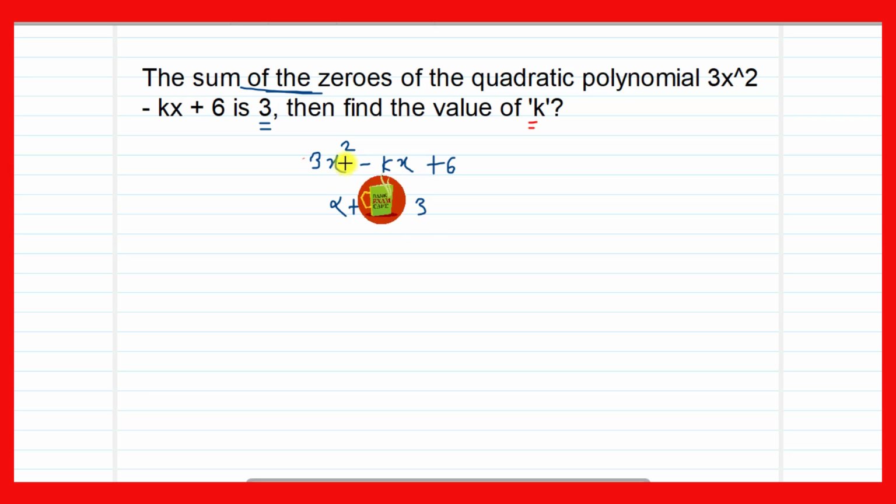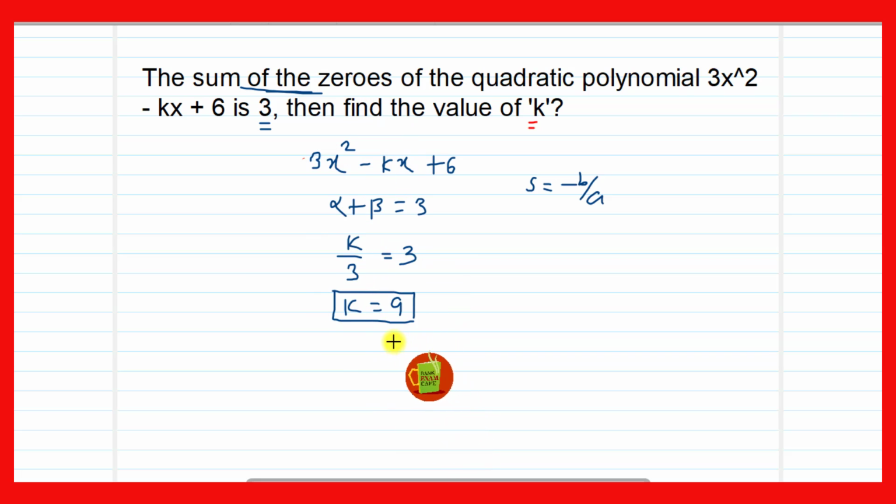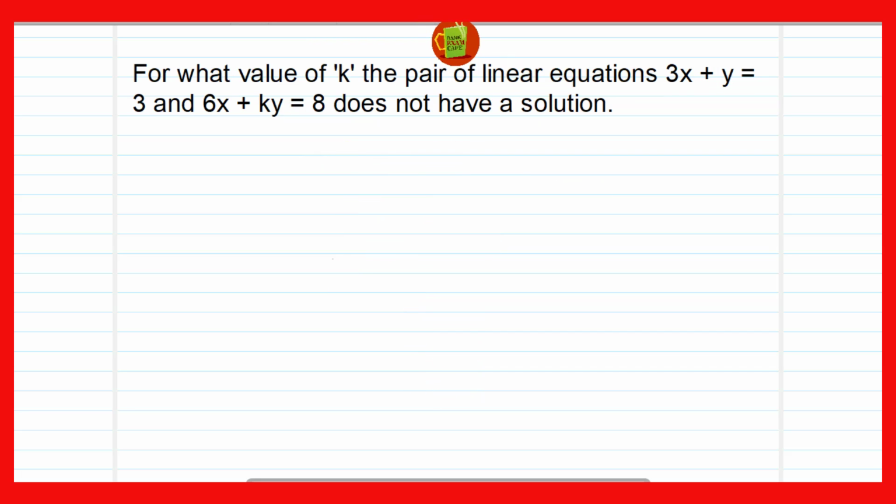But we know that the sum of the roots is what? Sum of the roots is minus b upon a. So b is minus k, and this minus will become plus. So it will be k upon a. A is 3, so k upon 3 is equal to 3. And therefore k is equal to 3 3s are 9. So here we got the value of k as 9. Now let us move to the next question.